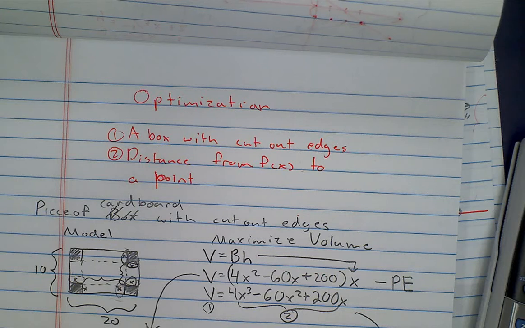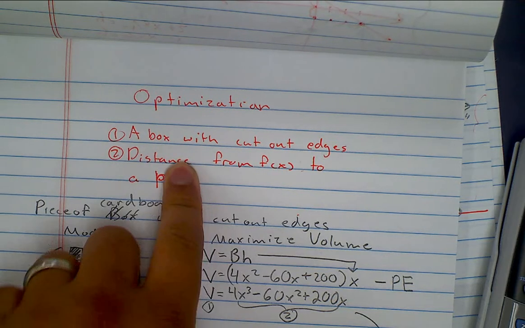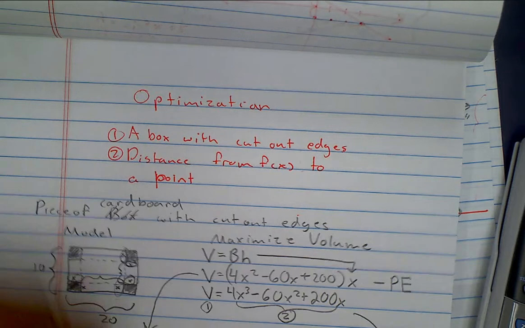Alright, this next problem is going to be optimizing the distance from a function to a point. This is number 5 on your homework assignment. So here we go.